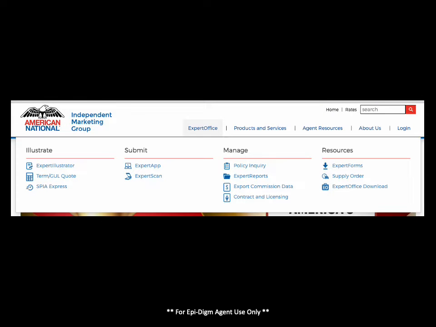I guess the easiest way to really understand an annuity product is running the illustration. So I'm going to show you some screenshots of the illustration. From the American National website, click on Expert Office. From Expert Office, click on Expert Illustrator. If you click on Expert Office, you'll see a lot of stuff. After this, you are going to have to input your ID and password.